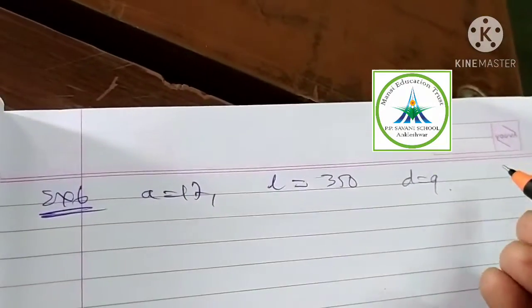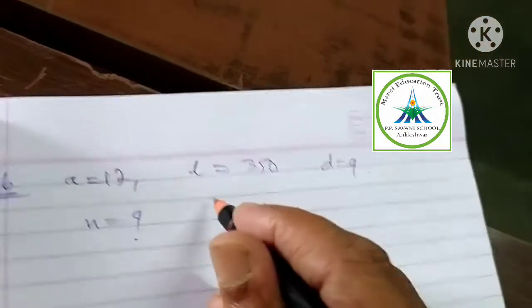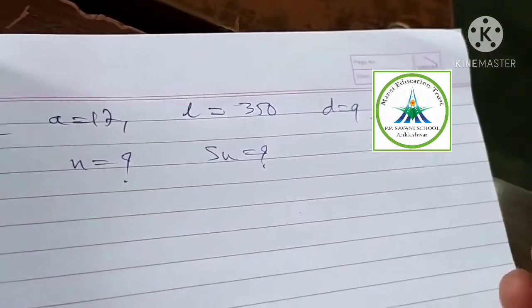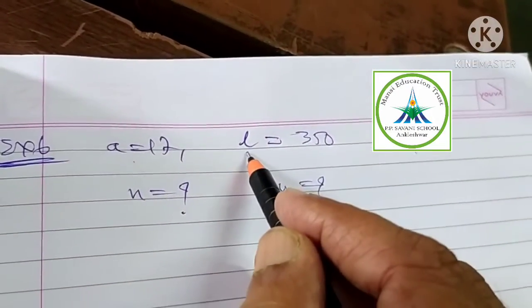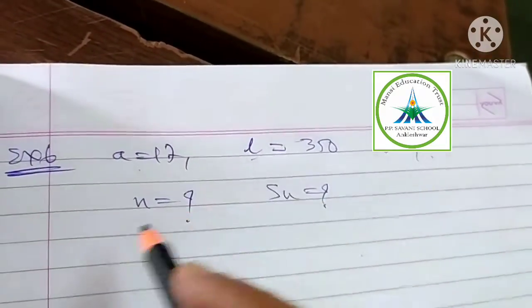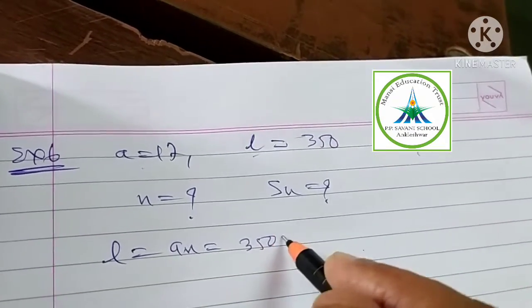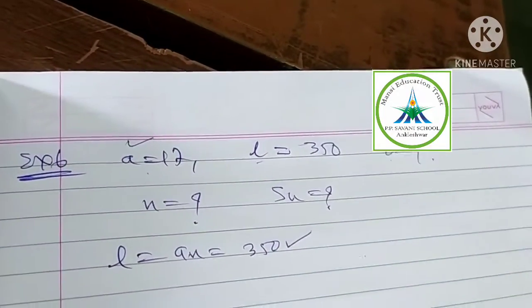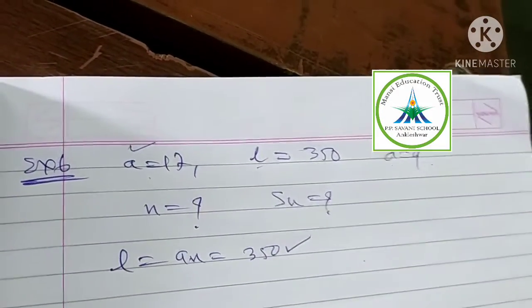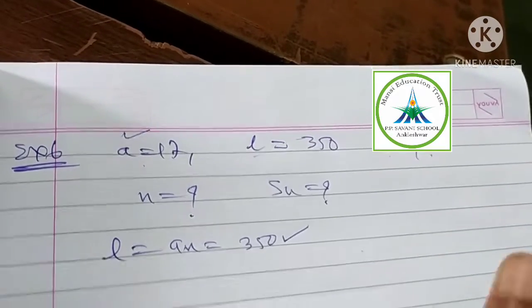How many terms are there means what? n equal to question mark. And what is their sum means Sn. These two things are asked. See, a is known, d is known. l means we can take as the nth term. So l is also called the nth term. You know a, you know d, so you can find n. I told you, if we know a, d, and an, we can find n.